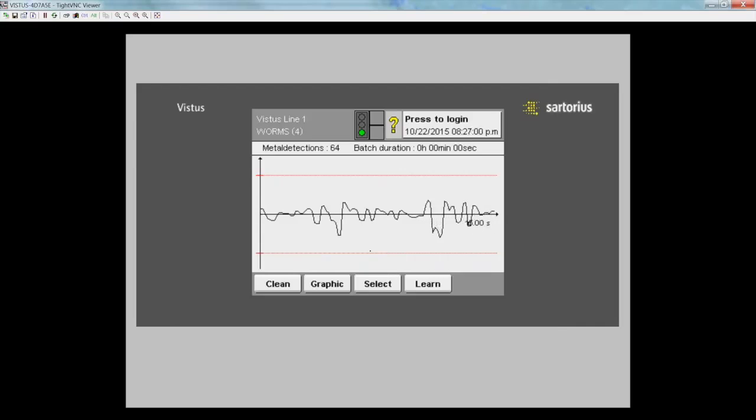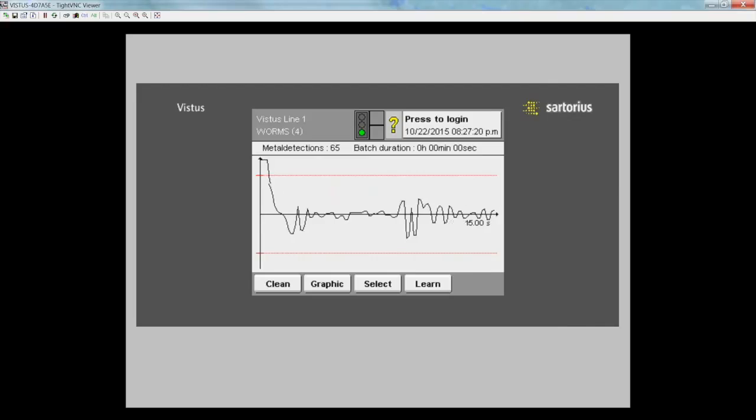Now we're going to run it again with a piece of metal, and you can see that the difference is going to be significant. So this is a typical way that the metal detectors should work. You don't ever want the product signal too close to the threshold lines.